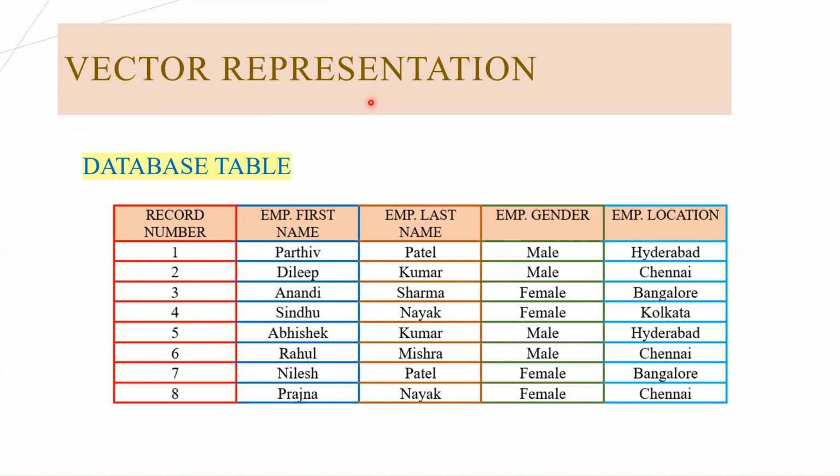Vector representation. Here you can see a database table which consists of some entries in the form of rows and columns, or we can call records and fields. This table, what we are actually seeing, is in the application layer of SAP GUI. I will show you in the SAP system by logging into it.